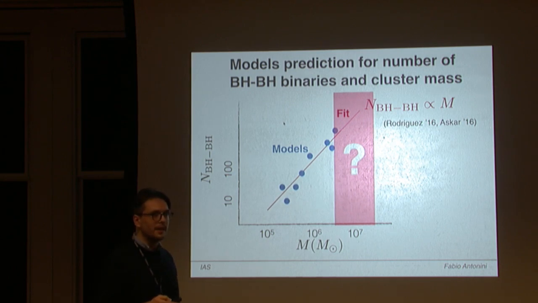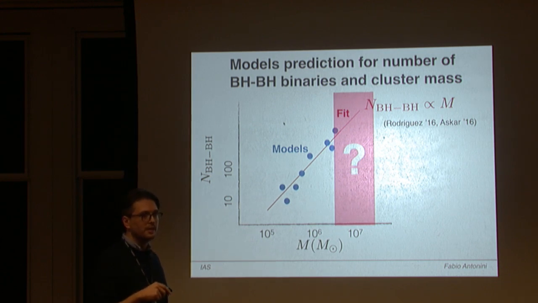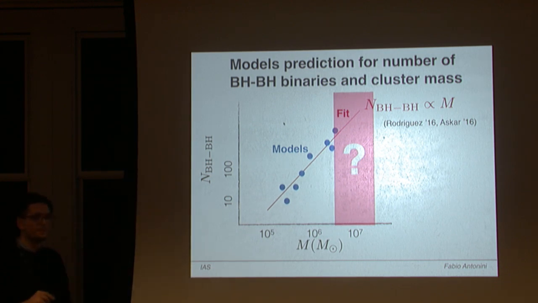How do I define the nuclear cluster? As an excess with respect to the inner extrapolation of the surface brightness profile of the galaxy. Observationally, anyway.